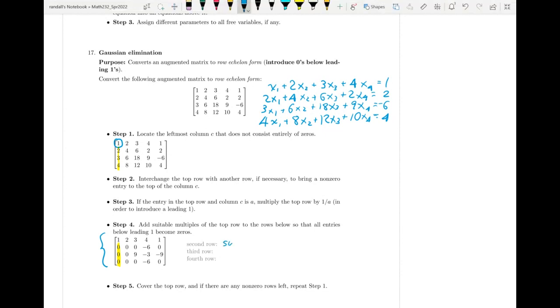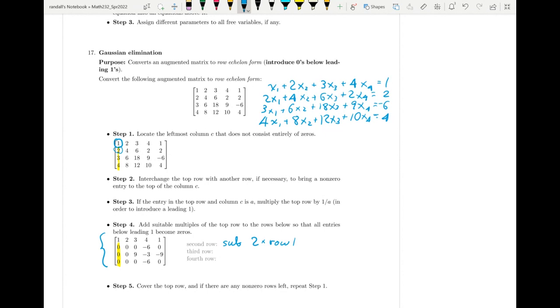We subtract 2 times row 1. I had to do 2 times row 1 because of the 2 there, this 2, which I want to eliminate. If I multiply that top row by 2, you can see what happens. I'd get 2, 4, 6, 8, 2.